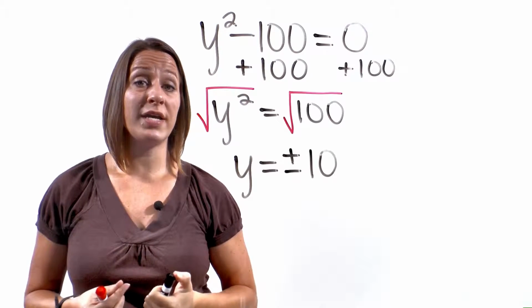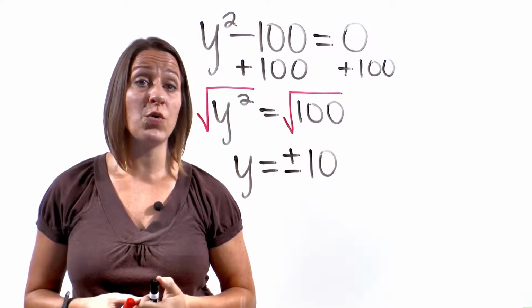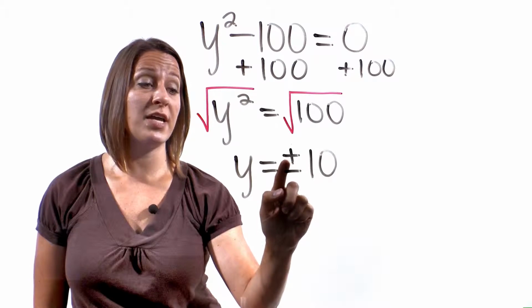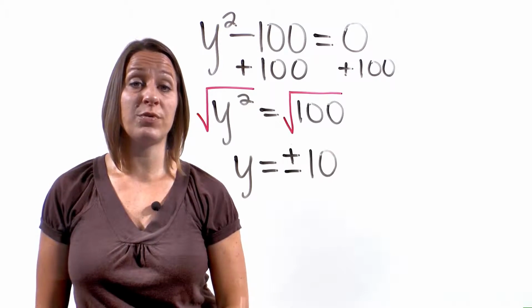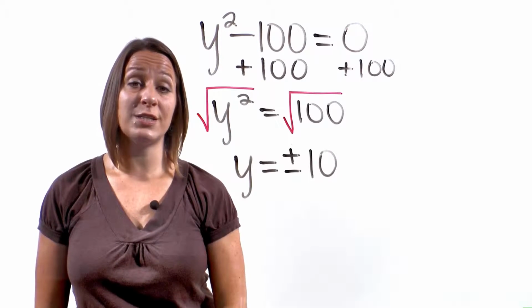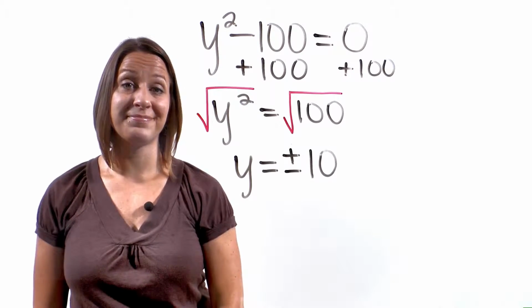So this means y could either be positive 10 or negative 10. We simplify it by putting a plus and a minus symbol, and then your number 10. So your final answer is plus or minus 10.